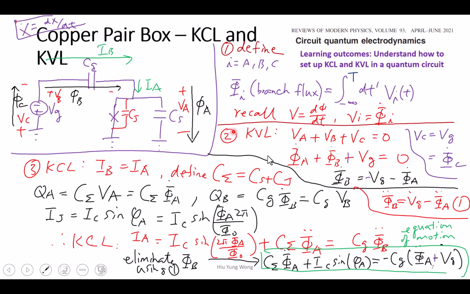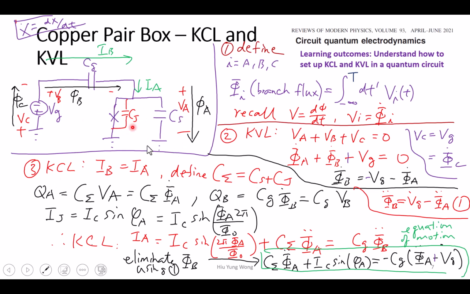x dot equal to the time derivative of flux A, flux B. So we first set up this equation. Then we go to KCL, we say that IB, of course, equals IA. And we define CJ plus CS as C summation.